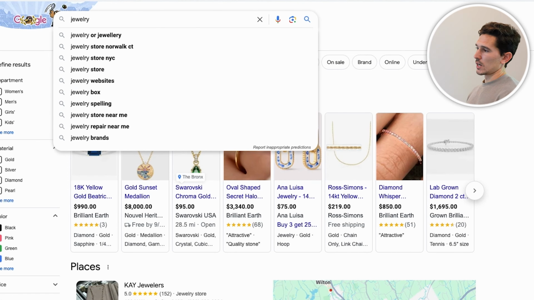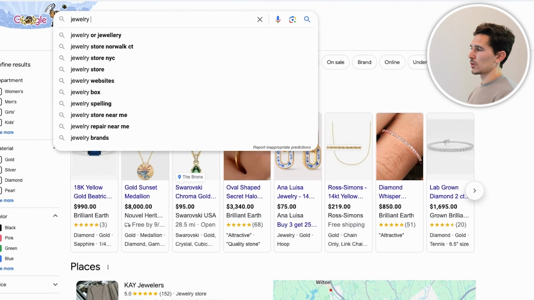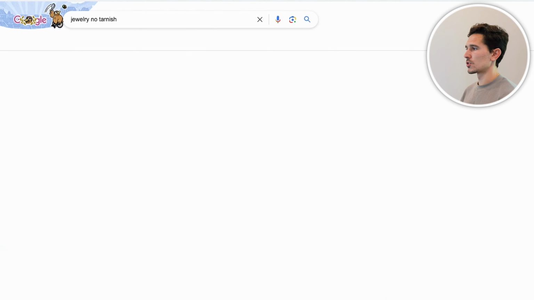What you do focus on is your specific core competency. So if you're a jewelry business that never tarnishes, or if you're a jewelry business that has a 100% refund rate, no matter what, no questions asked, right? Think about your core competency and write it in here. So jewelry, no tarnish, really simple.